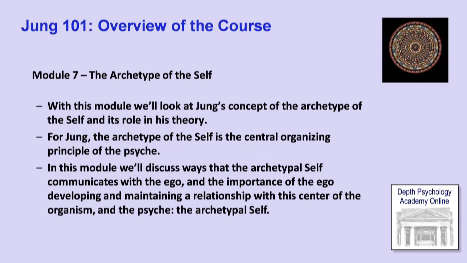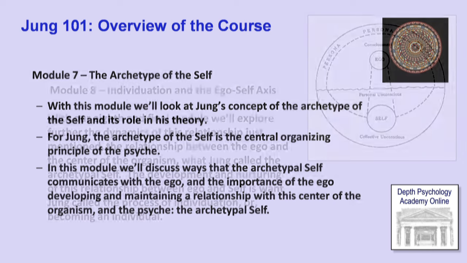We go into great detail on the big structure, the big mediator of energy, which Jung called the archetype of the self, the central organizing principle of the psyche. Remember, it's central to Jung's Copernican revolution that it's not the ego that's the center of the personality, it's the archetype of the self, which is in the deep unconscious. And there's a lot of nuance to that, which we will describe in some depth.